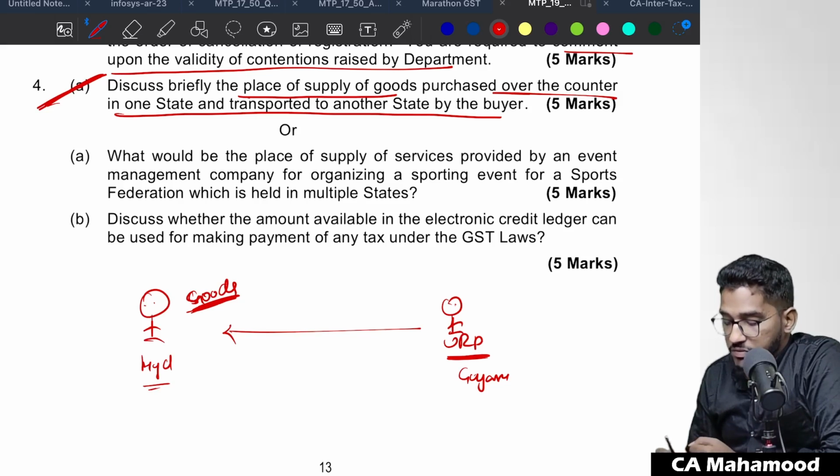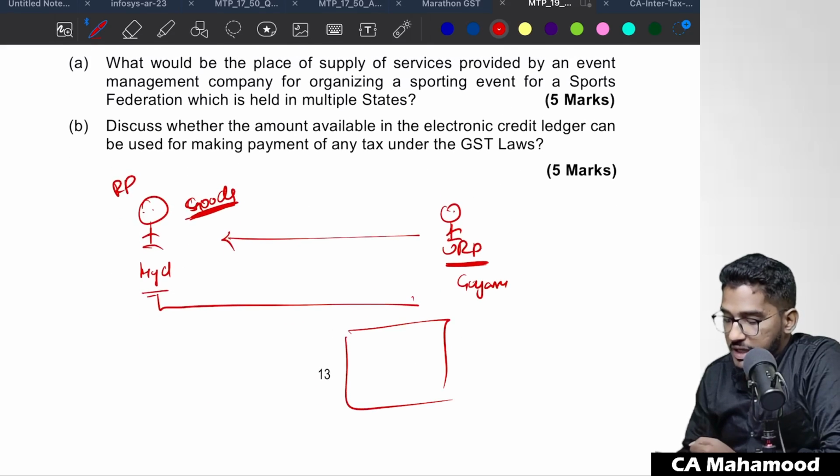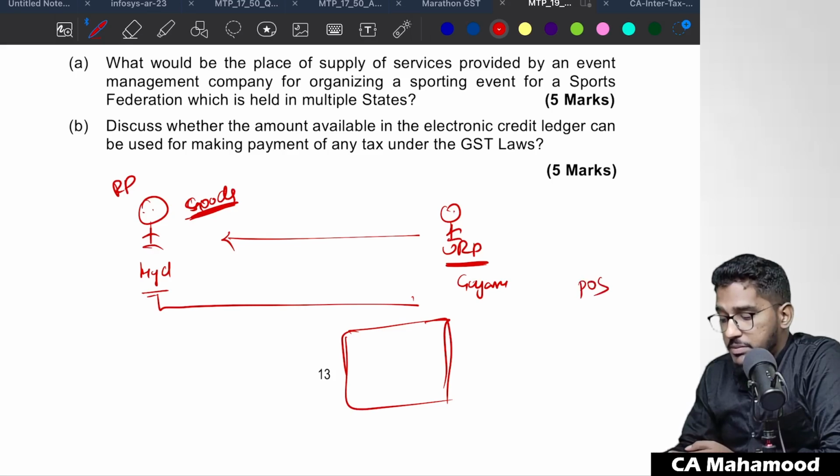Now you tell me what will be the place of supply. Now assume this person in Hyderabad, the supplier, is a registered person. He will give the invoice. That supply has to be declared in that invoice. He has to mention the GST amount. What is the GST, whether IGST or CGST, will be there. For determining whether it is an intrastate supply or interstate supply, place of supply is important.